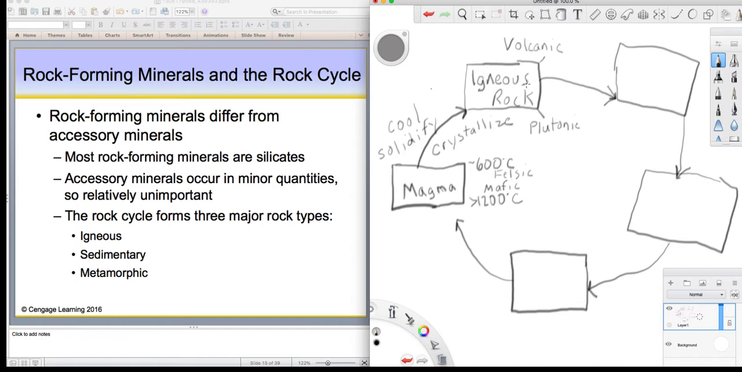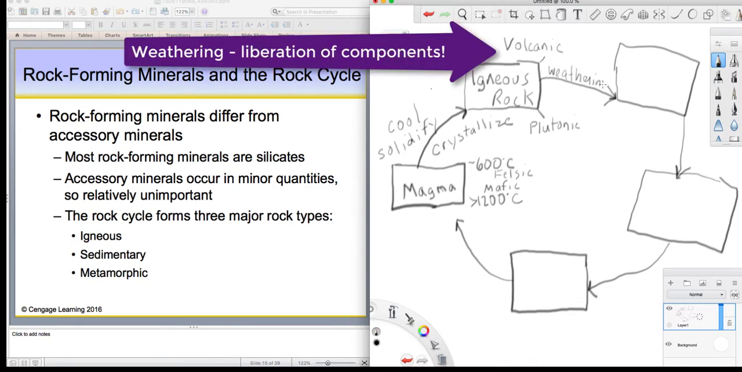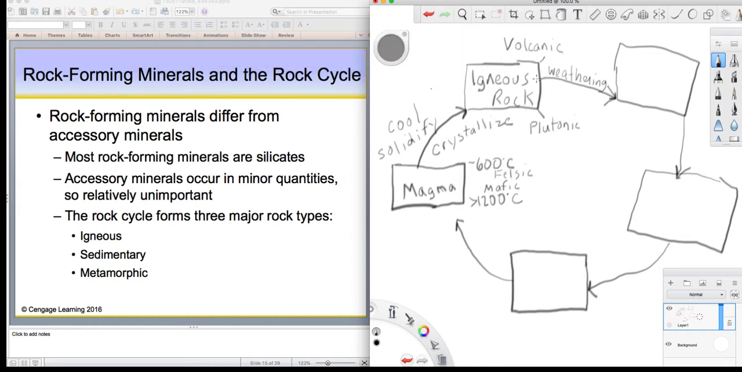So at some point, we're going to see weathering. That's one of the key things that's going to happen here. I want you to think of weathering, and we'll talk quite a bit about this in this class especially, as a liberation of components. You're releasing either minerals or chemical elements, ions, from the source rock, right? So that's a liberation of components.